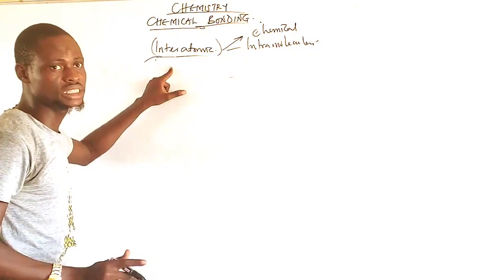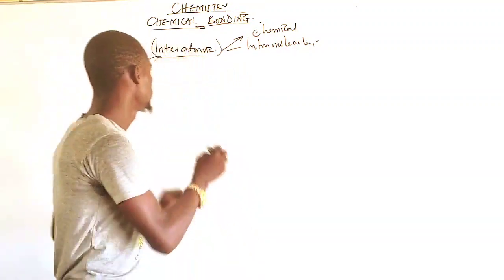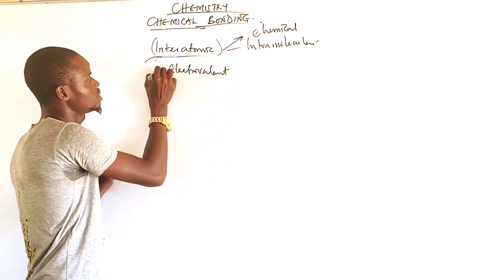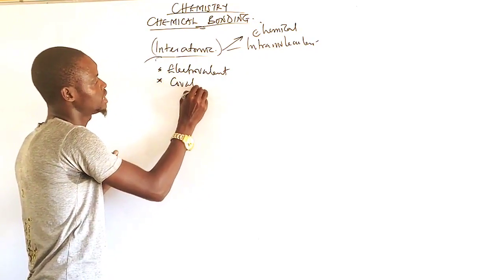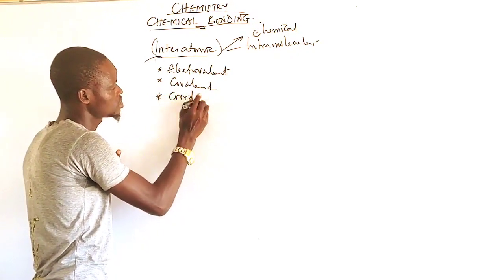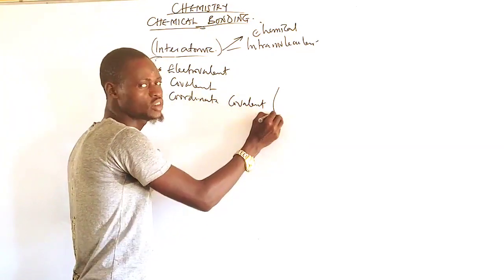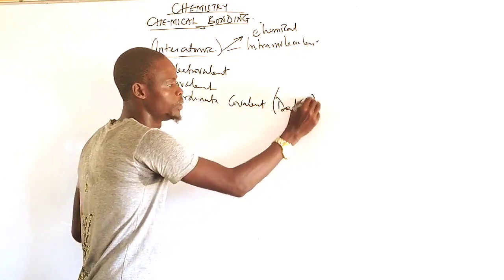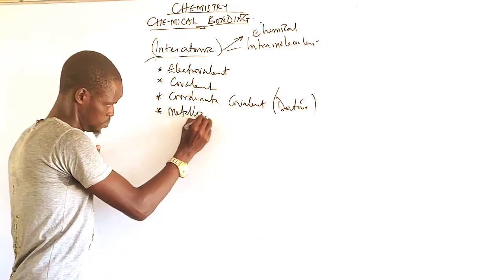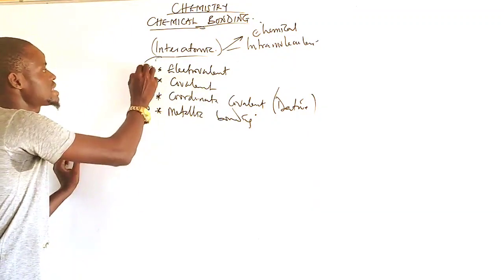Now, for interatomic bonding, there are just 4 types. The first one is what we call the electrovalent bonding. The second one is the covalent bonding. The third one is the coordinate covalent bonding, another name for which is the dative bonding. The fourth one is the metallic bonding. These bondings are known as interatomic bonding.